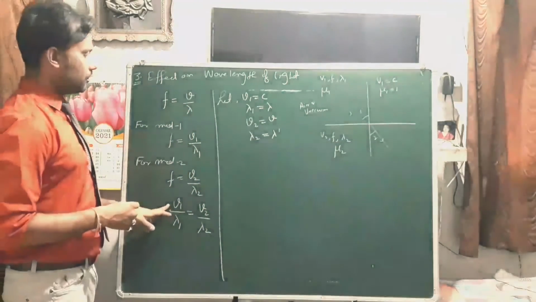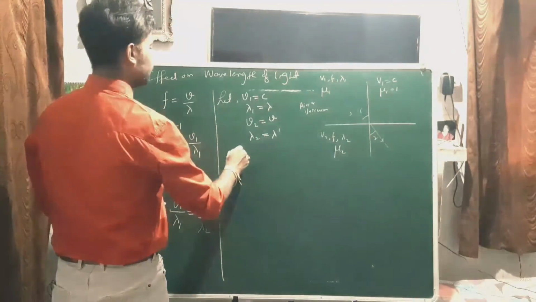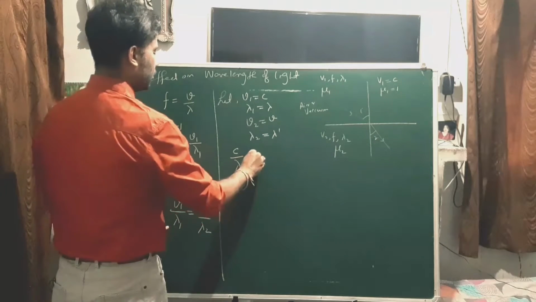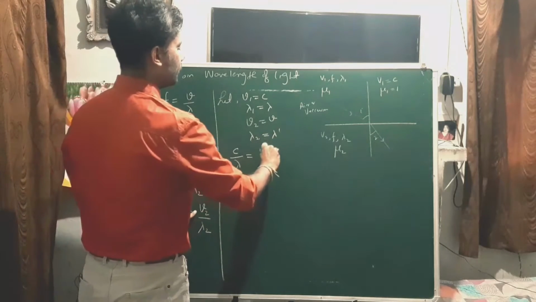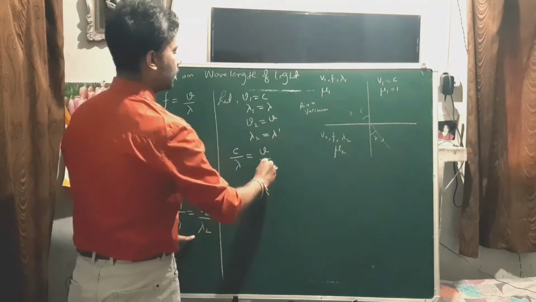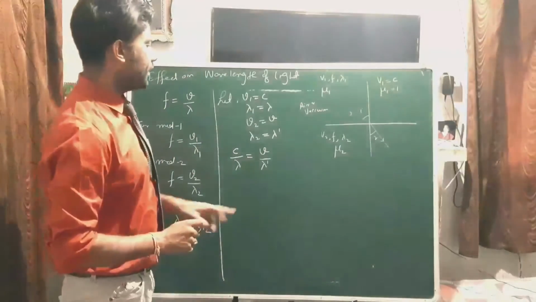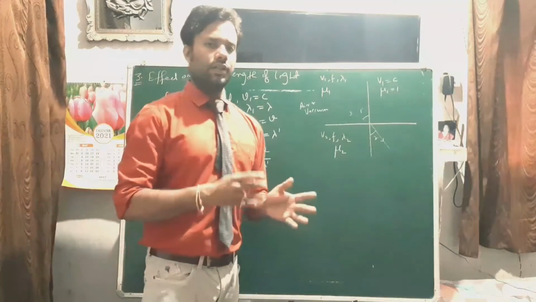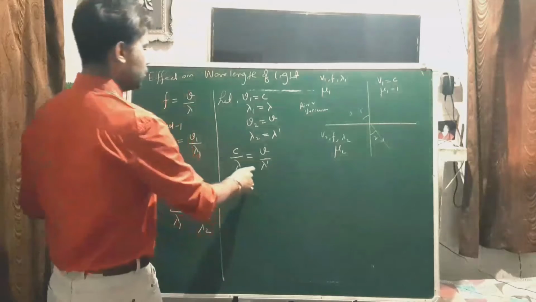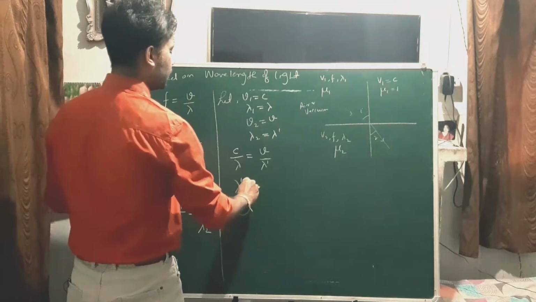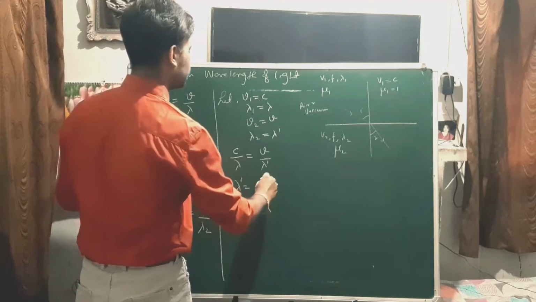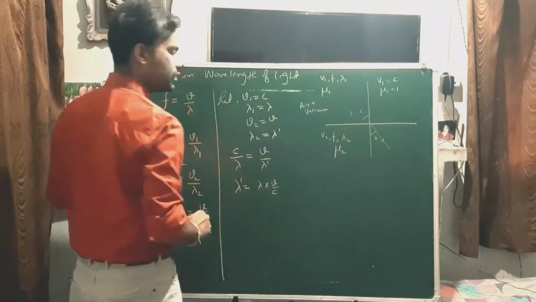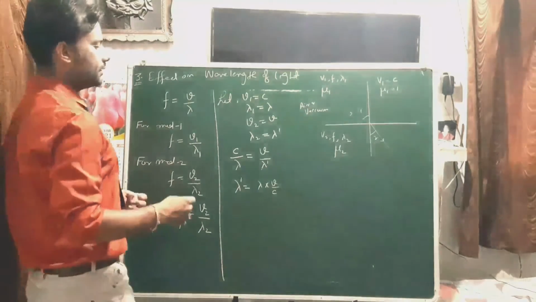So what will be this equation now? c upon lambda equals v upon lambda dash. So basically we have to find the value of lambda dash. That means see how much wavelength changes while the light changes the medium. So lambda dash can be written as lambda into v upon c. Let's say this is equation number 1.